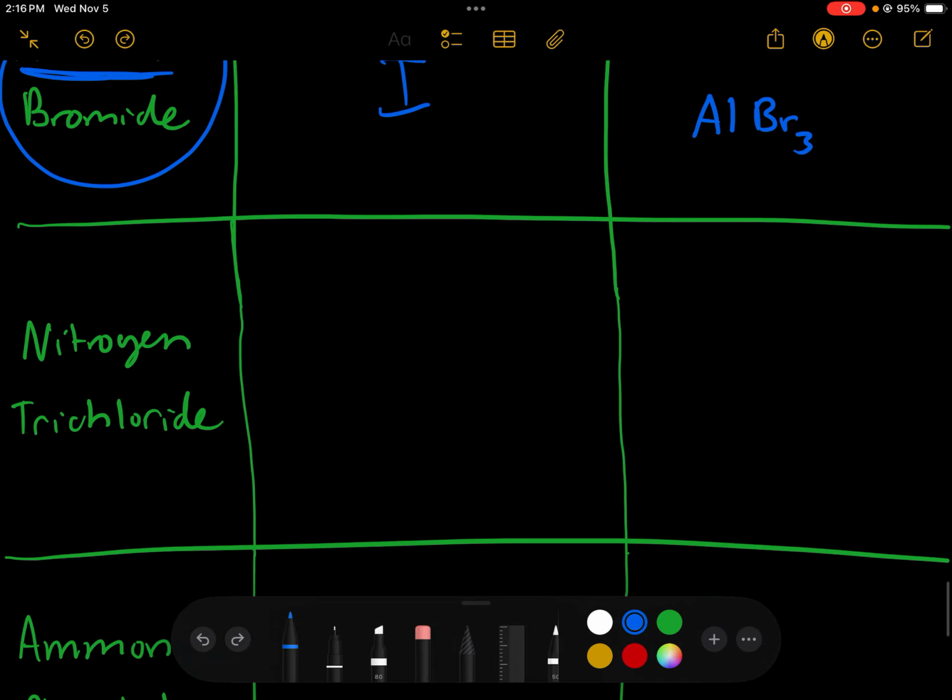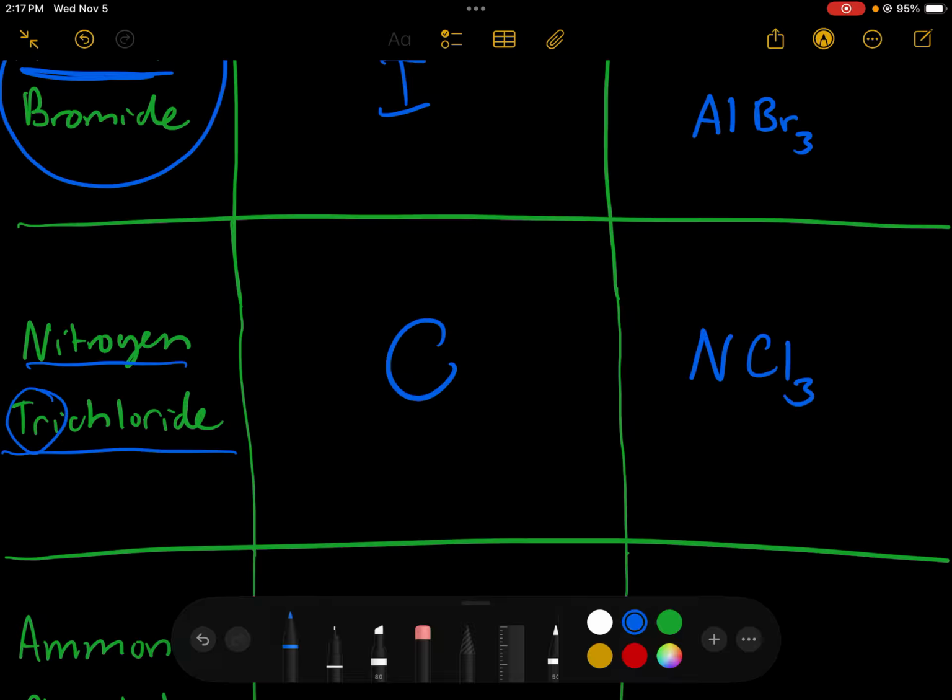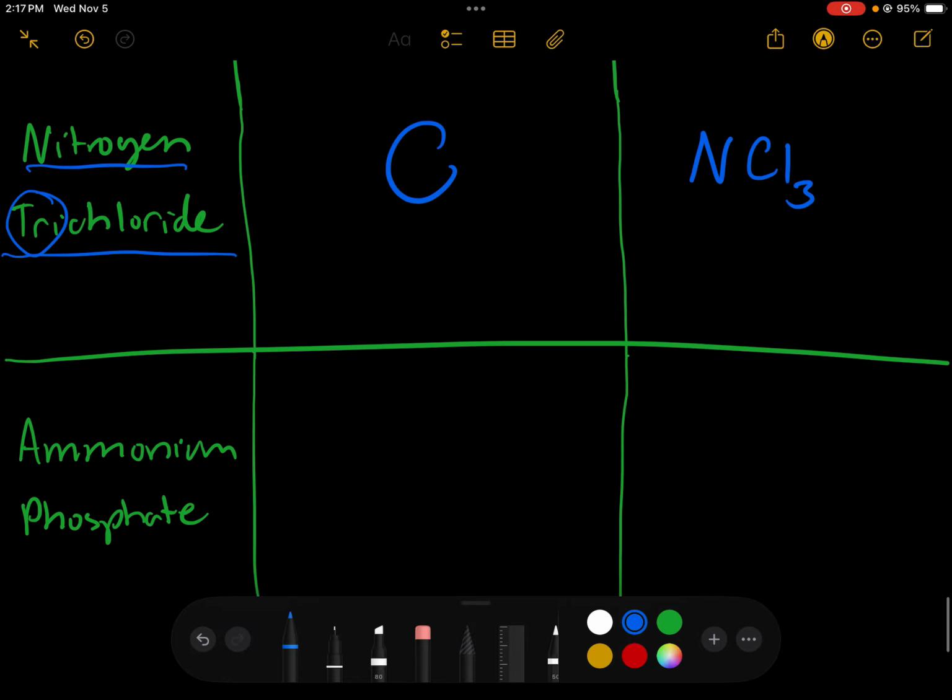My next compound is nitrogen trichloride. Neither nitrogen nor chlorine is a metal, and I'm seeing a prefix. So that tells me I'm looking at a covalent compound, which means I should not be doing swap and drop to make that formula. I don't see a prefix on nitrogen, meaning that there's only one of them. Chlorine is my second element, and I see the prefix tri, which means there are 3 of them. So NCl3 is my formula.